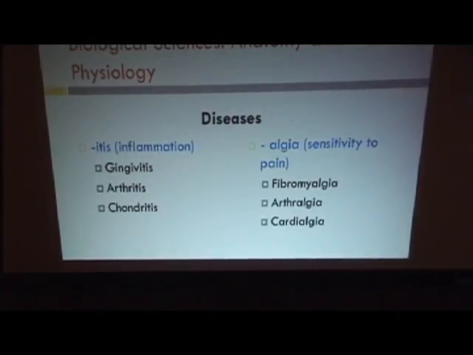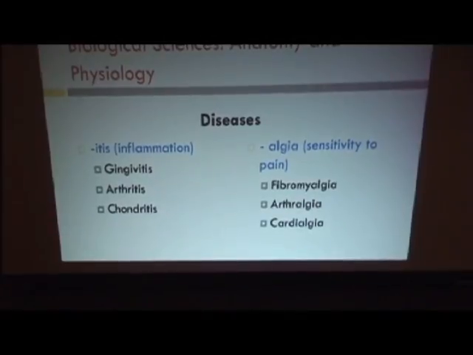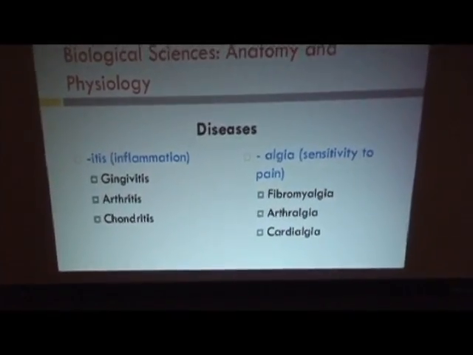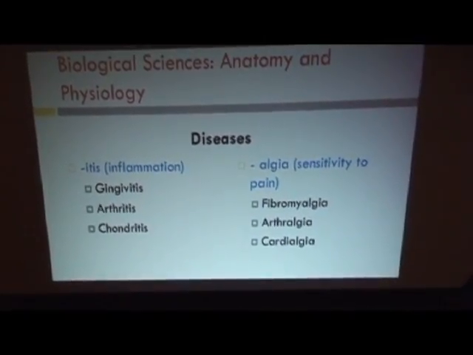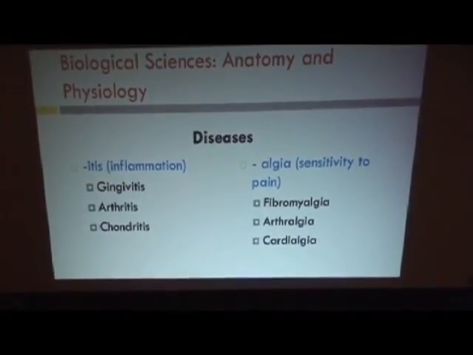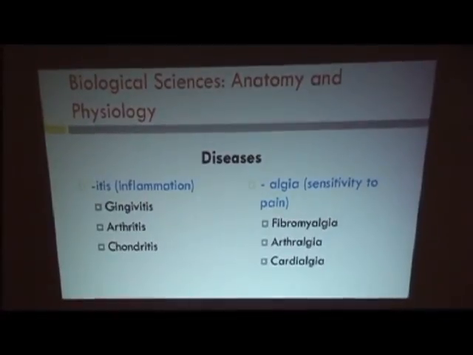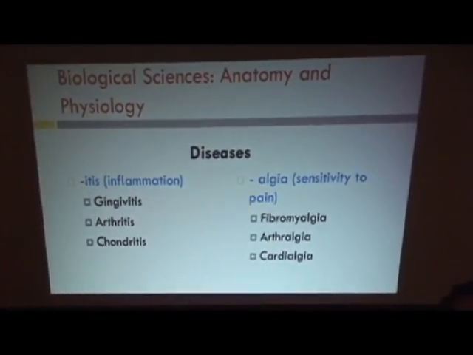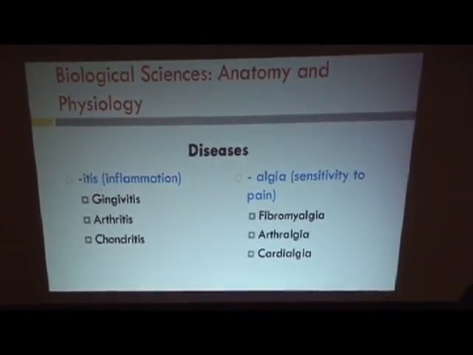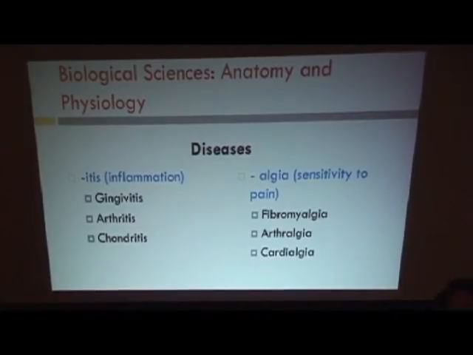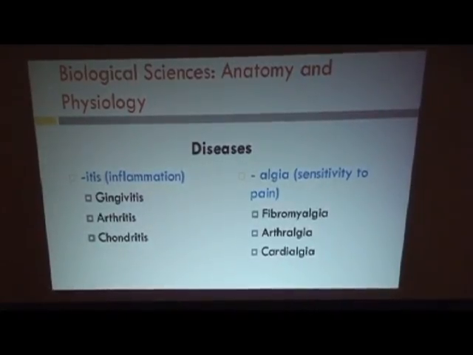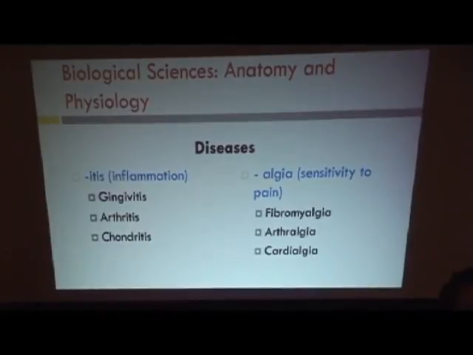Okay, and the last one, this is a good one too. Itis, everybody knows itis. Everybody has heard that word itis. What does it really mean though? It means inflammation. So gingivitis is the inflammation of your gums. Arthritis is the inflammation of your joints. Chondritis, chondro refers to cartilage. So it's the inflammation of cartilage.